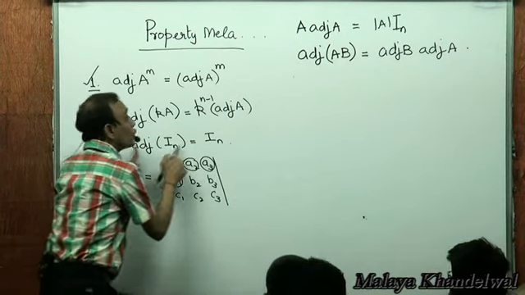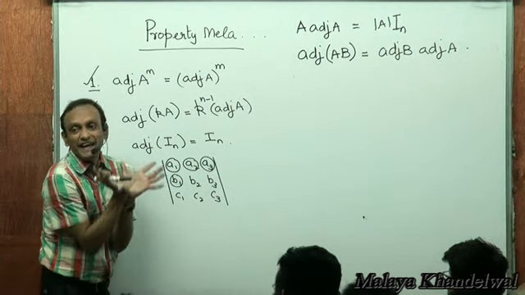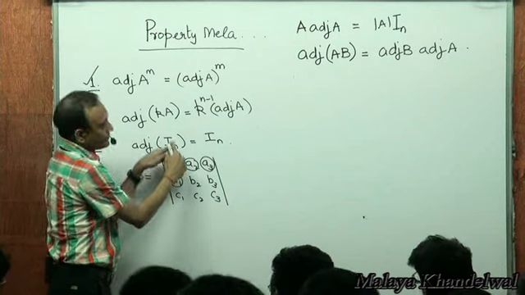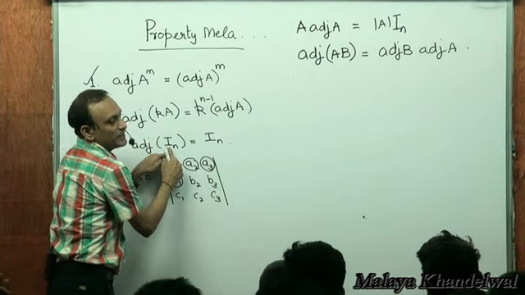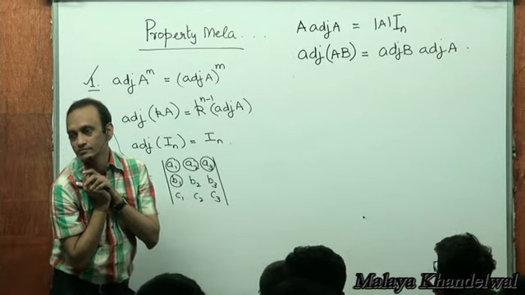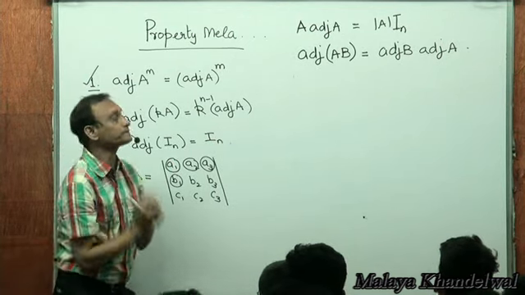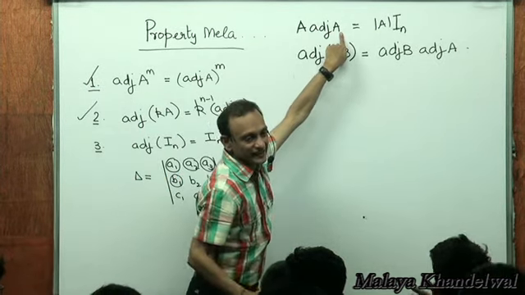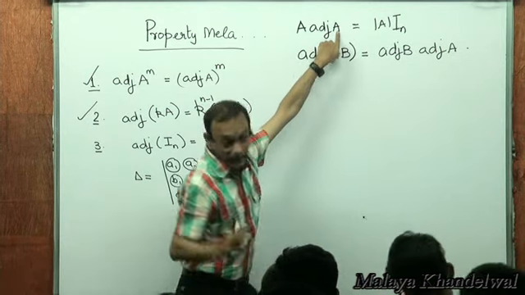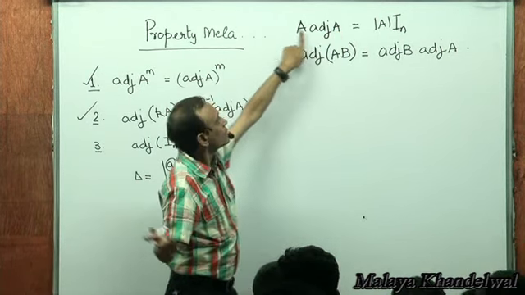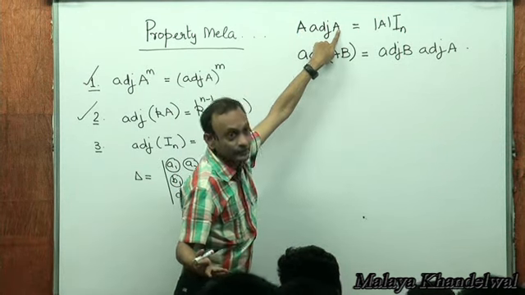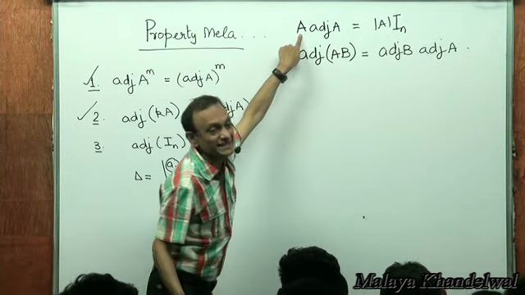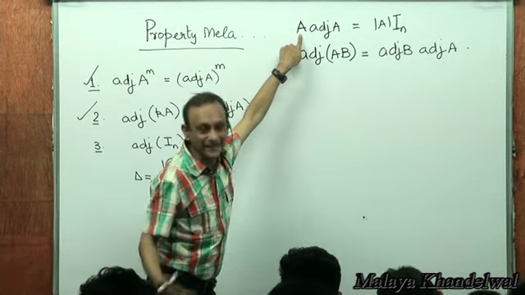Now, adjoint of In is In. In is an identity matrix of order n. We want to show that the adjoint of an identity matrix would be the same identity matrix. This is what we want to establish, right? Again, start with this. A adjoint A could be replaced by In, isn't it? A adjoint A would be determinant A into In. Yes or no? Replacing A by the identity matrix In.